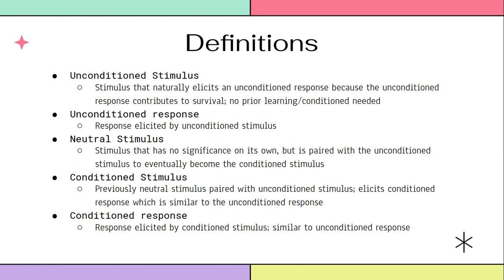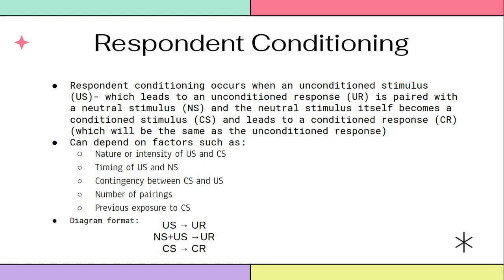born knowing these. The neutral stimulus is a stimulus that has no significance on its own, but when it's paired with the unconditioned stimulus, it eventually becomes the conditioned stimulus. And then the conditioned stimulus is, as stated, the previously neutral stimulus that is paired with the unconditioned stimulus, and then eventually it will elicit the conditioned response, and the conditioned response is going to be similar to the unconditioned response. That sounds a little bit confusing, but once we go through some examples and some diagrams, it'll make more sense.